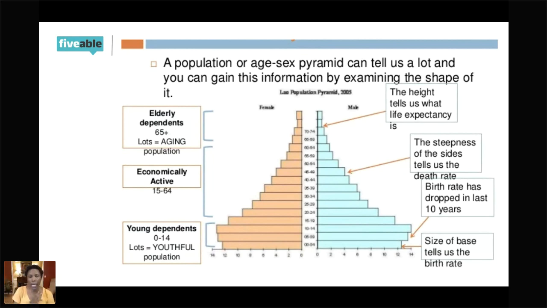You need to understand that the people at the top and at the bottom are a part of our dependency ratio. I hope you're nodding your head and remembering those concepts. Maybe your teacher called it something else, but it's called your dependency ratio. You need to understand that the folks who are in the middle are the ones who are supporting the folks at the top and at the bottom.